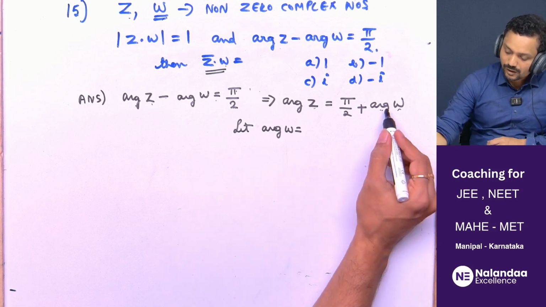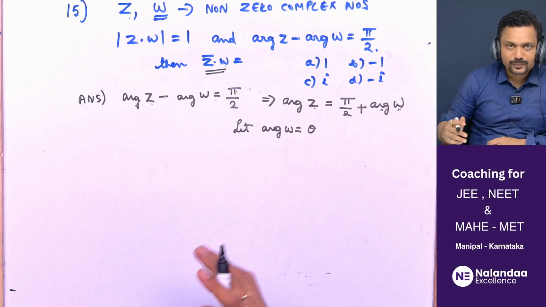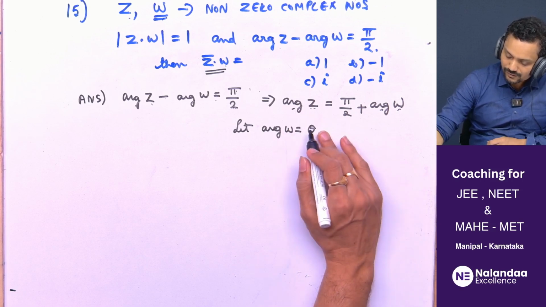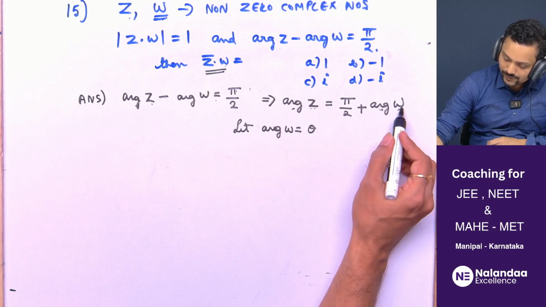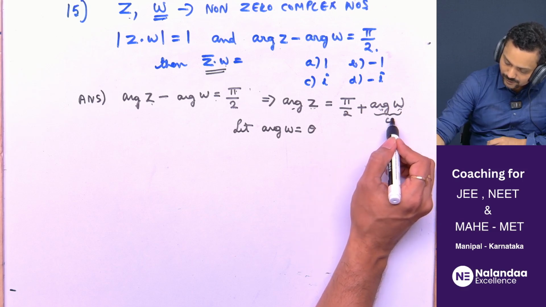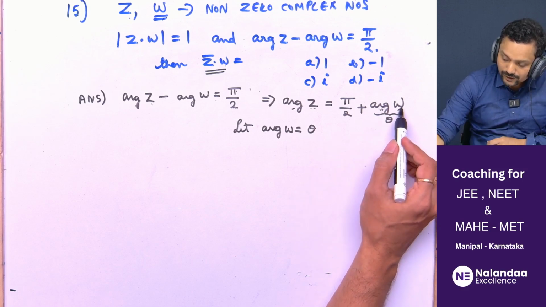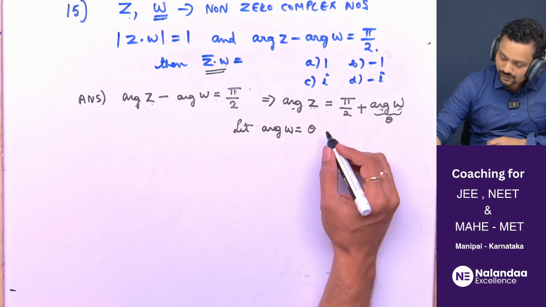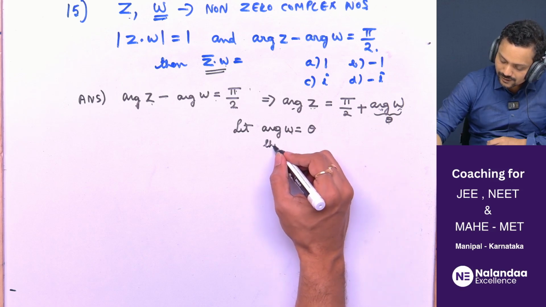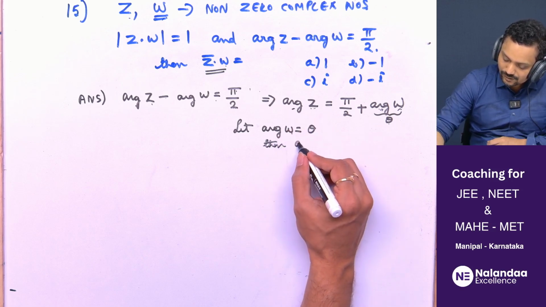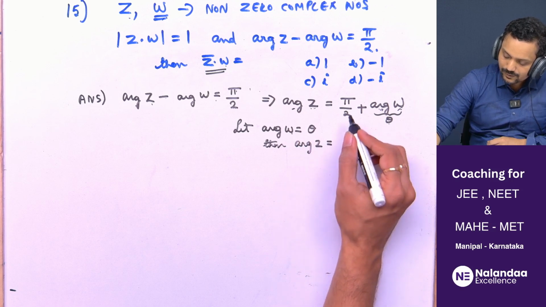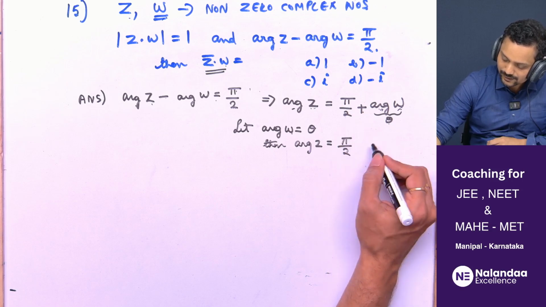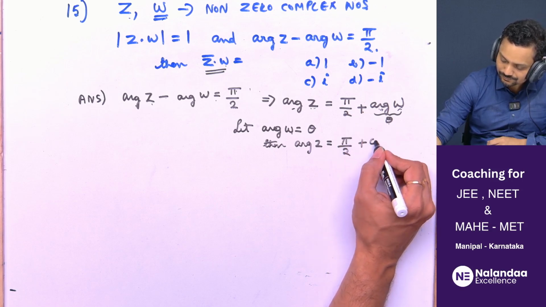So let me call argument of omega, let me assume it to be some theta. Therefore, let argument of omega be equal to theta. Whenever I say argument of a complex number, it is the angle there. So let argument of omega equal theta, then argument of z will be pi by 2 plus theta. So I can say argument of z is pi by 2 plus theta.